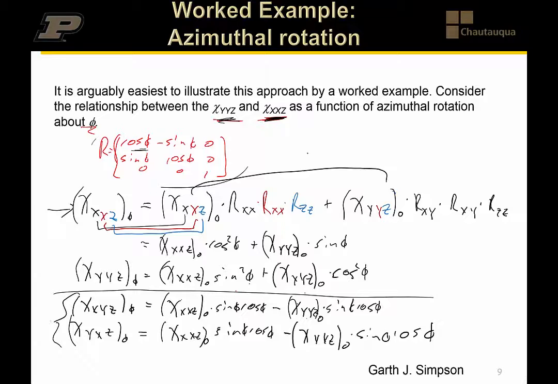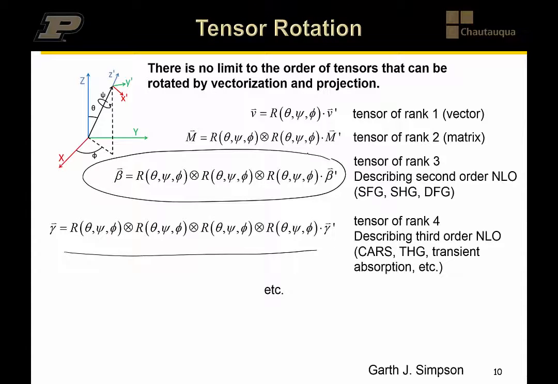And that's a good place to stop for now. Oh, actually, I take it back. That's a terrible place to stop for now. I want to point out a couple of additional things before I let you go here. The first is that tensor rotation is not limited to second-order nonlinear optics and processes of rank 3. These can easily and directly be generalized to any arbitrary order of nonlinear optical interaction, including four-wave mixing in CARS and third harmonic generation, and extensions to five- and six-wave mixing. However many waves you want to mix, you can describe this tensor rotation in an exactly analogous vectorized format.